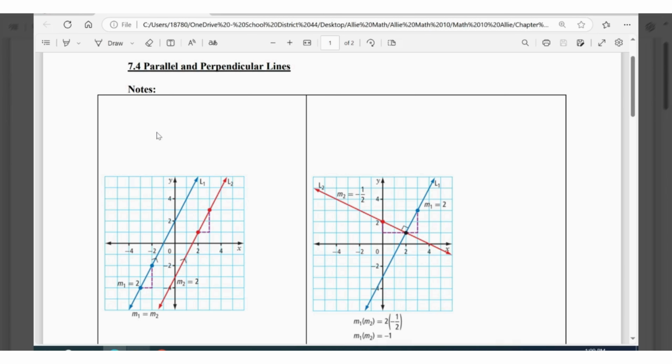Everybody, here we are, 7.4, parallel and perpendicular lines. This is our last part of chapter 7. And so a few notes to start us out.